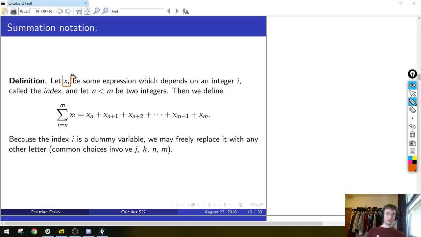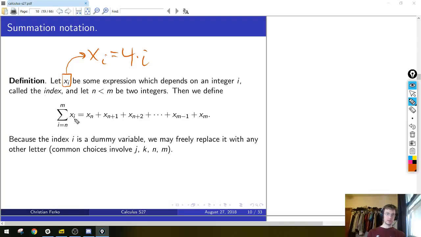So here's the general definition. Let x sub i be any expression which depends on an integer. In the previous example, x sub i is 4 times i. I wrote it as 4 times n on the previous slide, but it's a dummy variable; we can call it whatever we want. So x sub i is any expression which tells you what a term in the sum looks like, and it depends on the integer i, where we call i the index now, and we pick 2 bounds, a lower bound, which I'm now calling lowercase n, and an upper bound, which I'm now calling lowercase m. They're 2 integers.